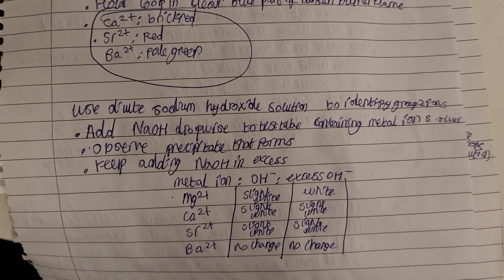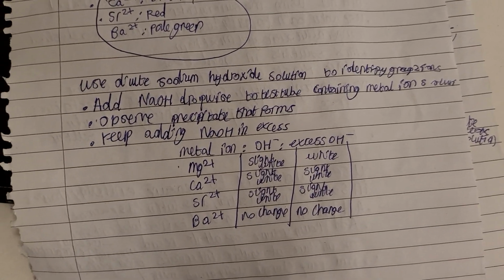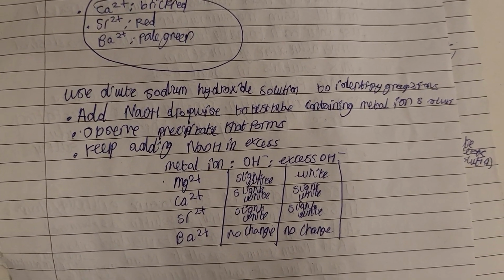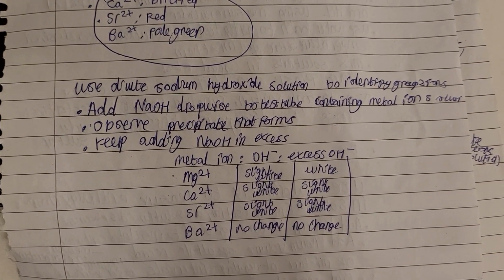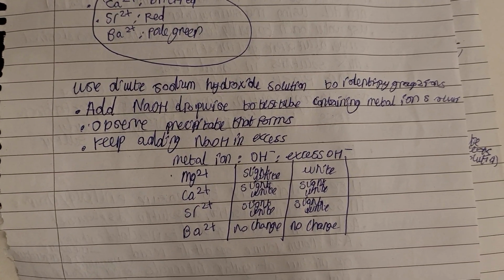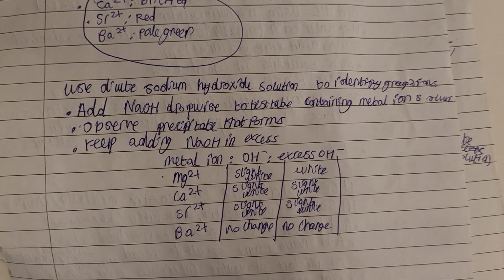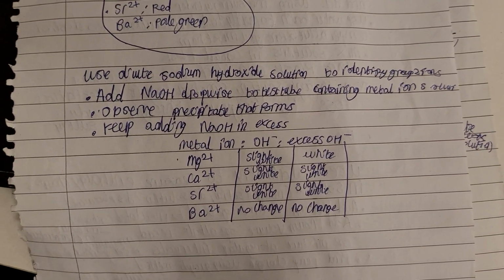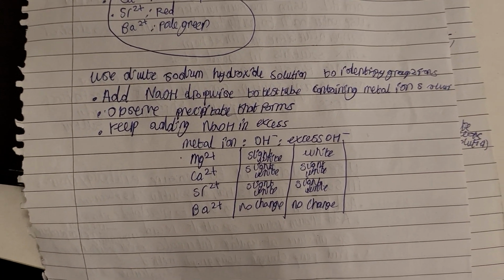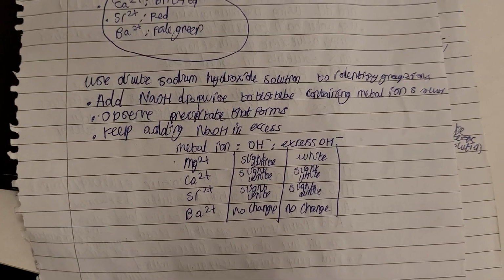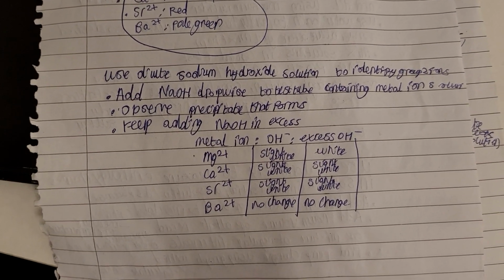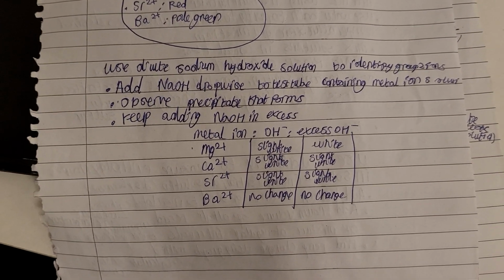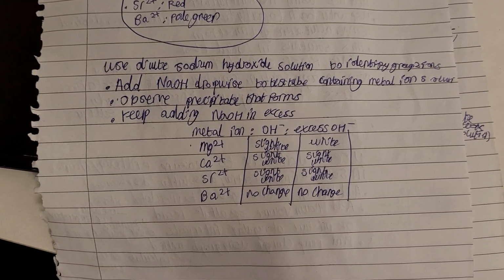And then we can also use dilute sodium hydroxide solution to identify the group 2 ions. So we want to add NaOH, dilute sodium hydroxide, dropwise to a test tube containing the metal ion solution, and we want to observe the precipitate that forms. And we want to keep adding the NaOH in excess.